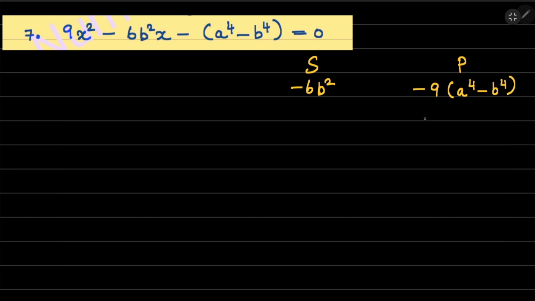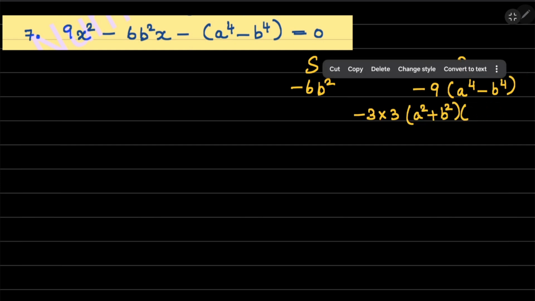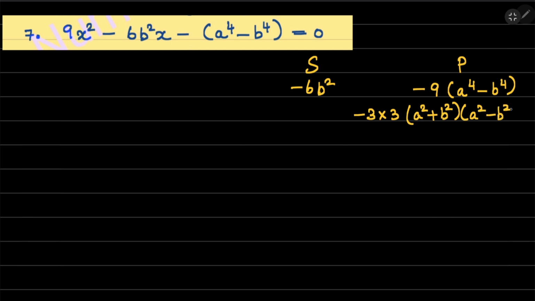Okay, so I can write this as minus 3 into 3. I am just splitting 9 as 3 multiplied by 3. Negative remains the same. Again, a to the power 4 minus b to the power 4 is a square plus b square multiplied by a square minus b square, multiplied by a square minus b square.